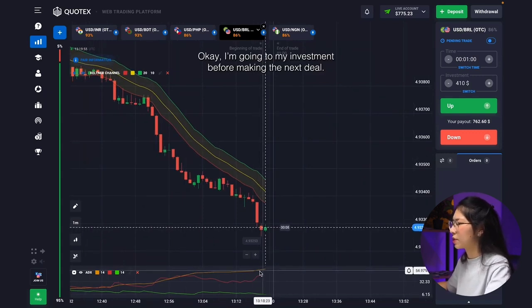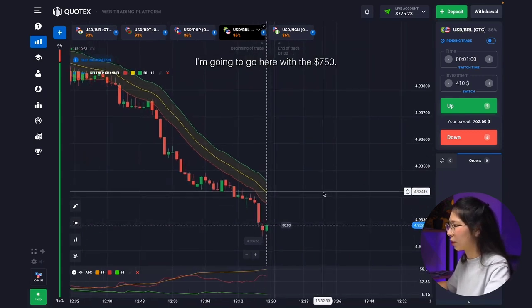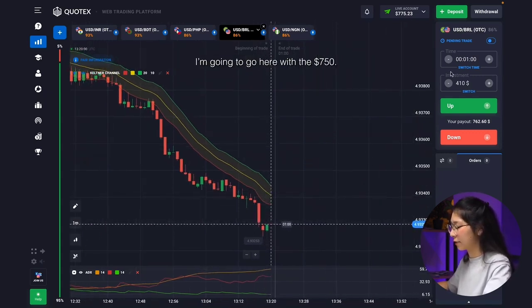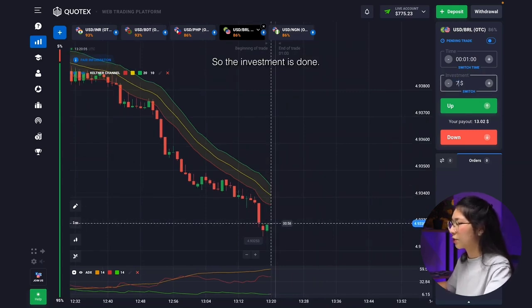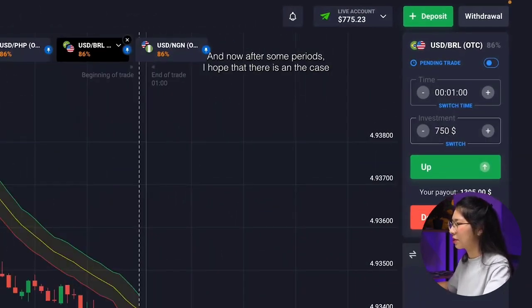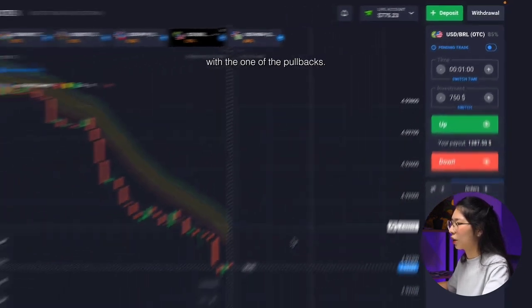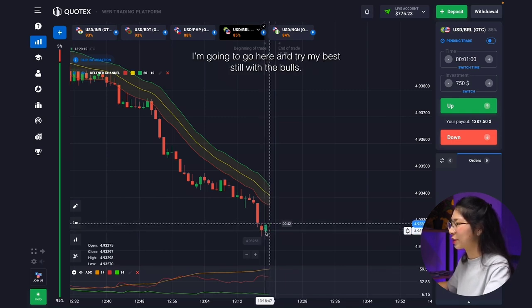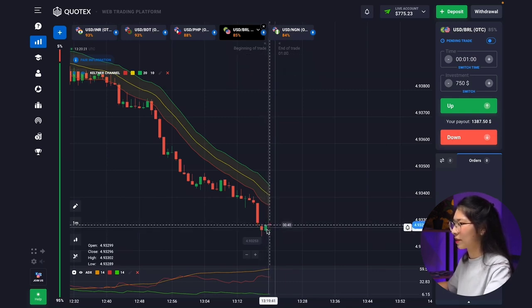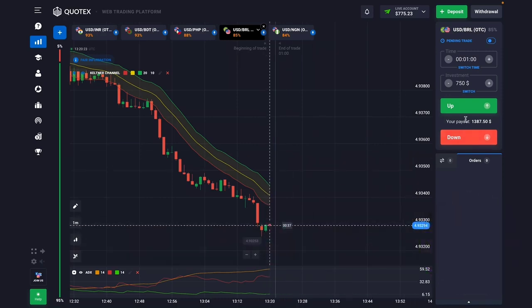Okay, I'm going to my investment before making the next deal. I'm going to go here with the $750. So the investment is done, and now after some periods I hope that there is another case with one of the pullbacks. And I'm going to go here and try my best still with the bulls. So let's try.